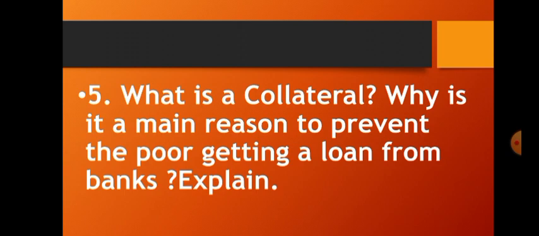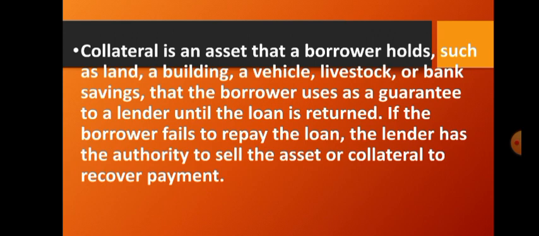What is a collateral? Why is it a main reason to prevent the poor from getting a loan from banks? Collateral is an asset that the borrower holds, such as land, a building, a vehicle, livestock or bank savings, that the borrower uses as a guarantee to a lender until the loan is returned. If the borrower fails to repay the loan, the lender has the authority to sell the asset or collateral to recover payment.